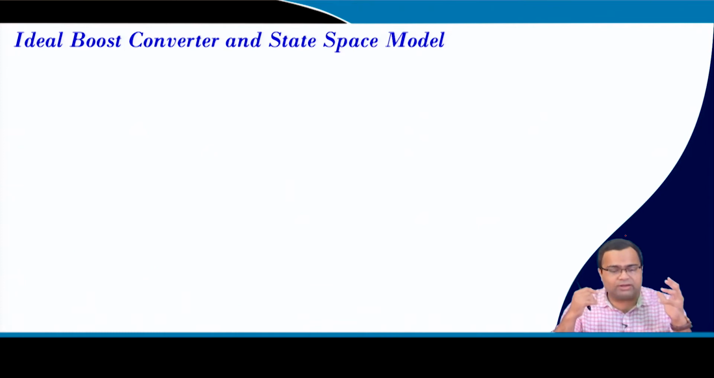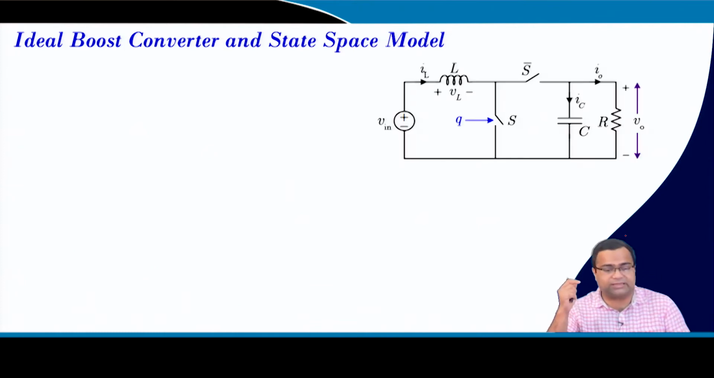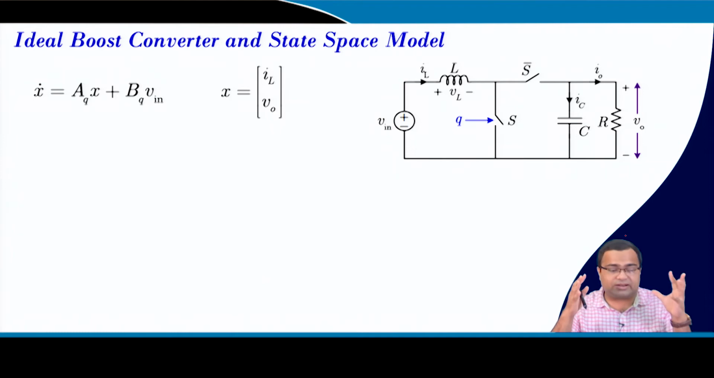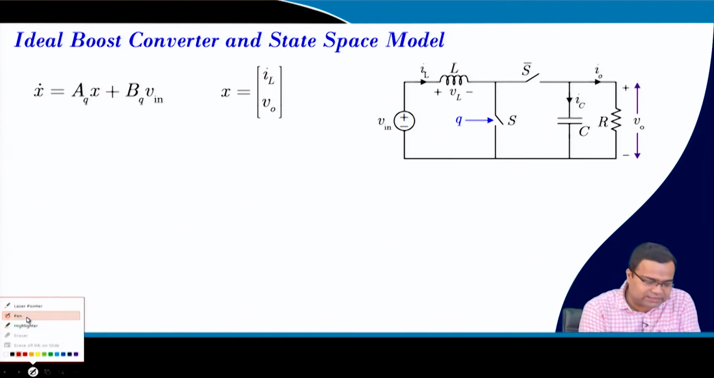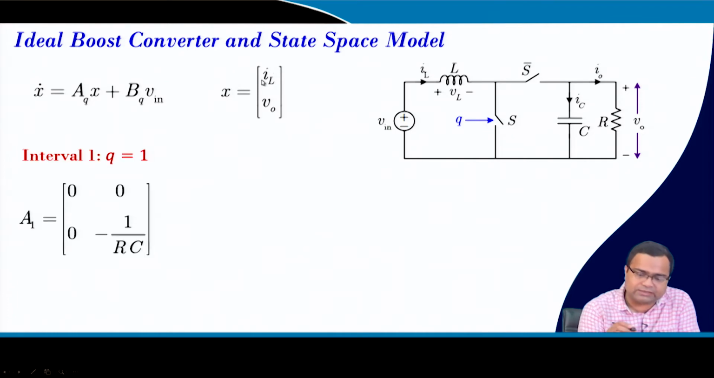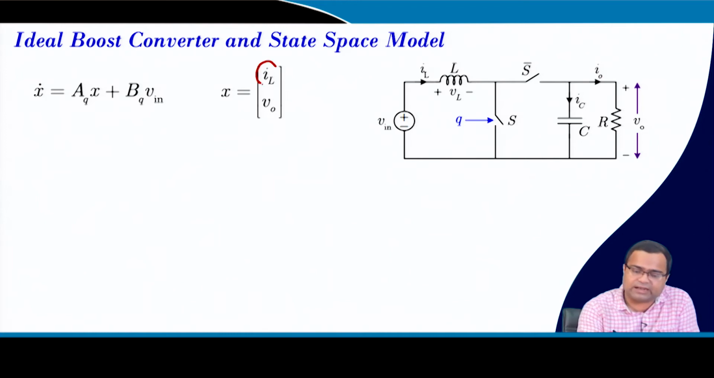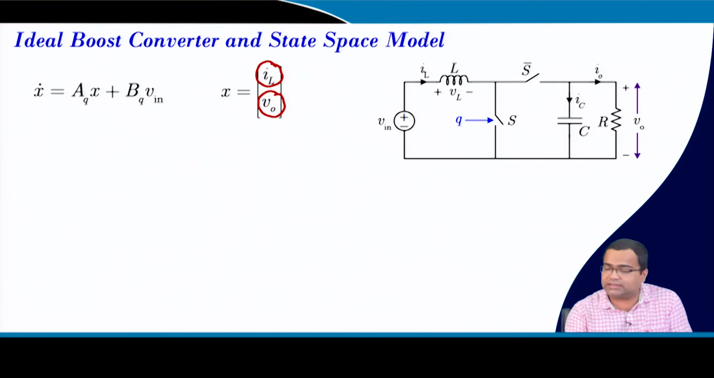So, if we recall our ideal boost converter and state space model, an ideal boost converter, the switching converter, where we can write the state space form. Here we are considering the state space model with inductor current as one of the states, and the other state we are taking as the output voltage, but actually it is the capacitor voltage. We should take it as the state variable since it is an ideal converter, so the capacitor voltage and the output voltage are the same.